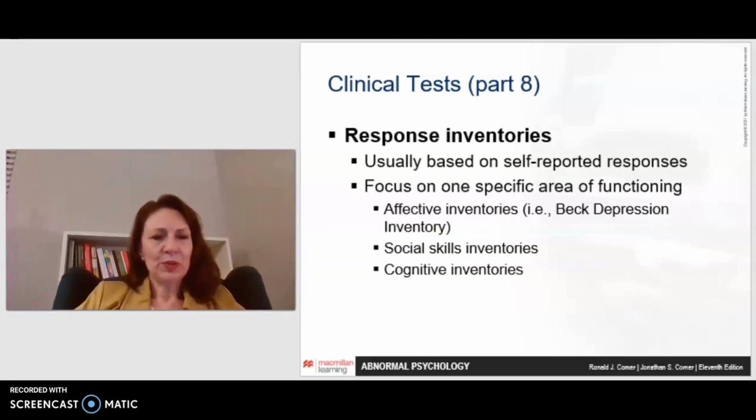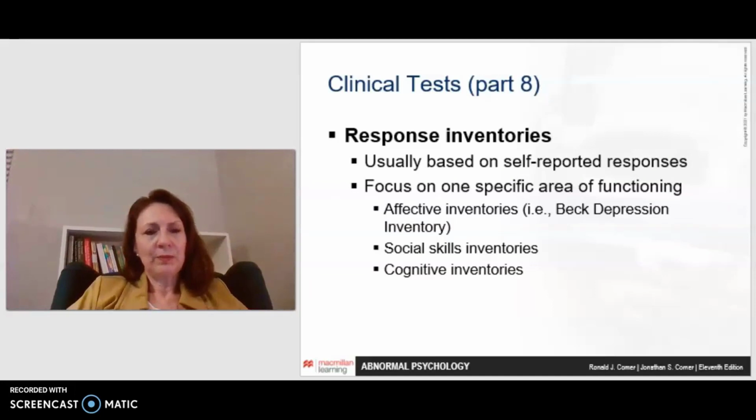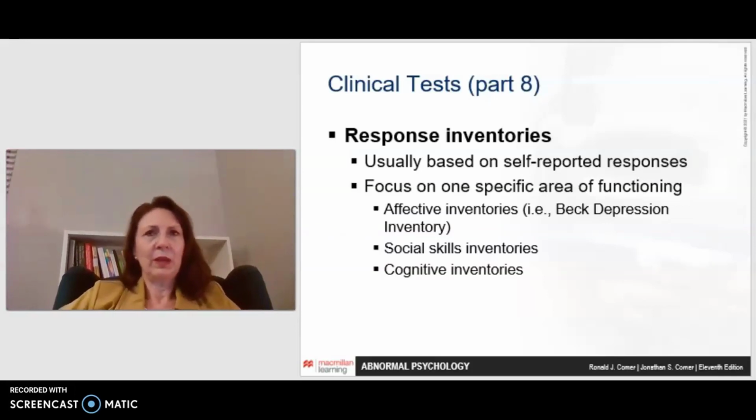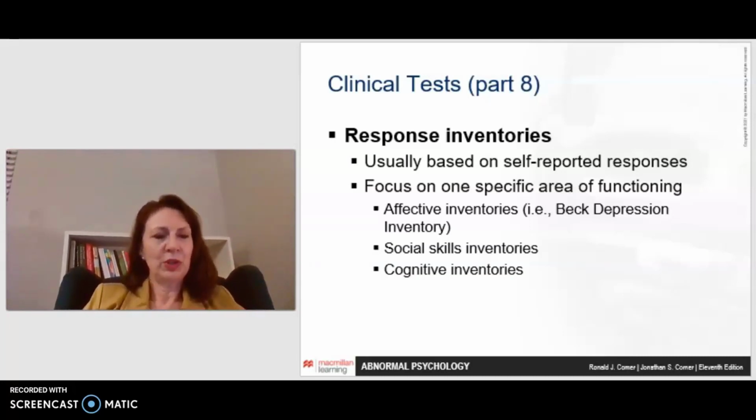And then there are individual response inventories that are based on self-report. They focus on one specific area of functioning. So if a person presented saying that they feel anxious and depressed, we might give them a depression and anxiety inventory. They could also receive social skills inventories or cognitive inventories. There's lots of different kinds.